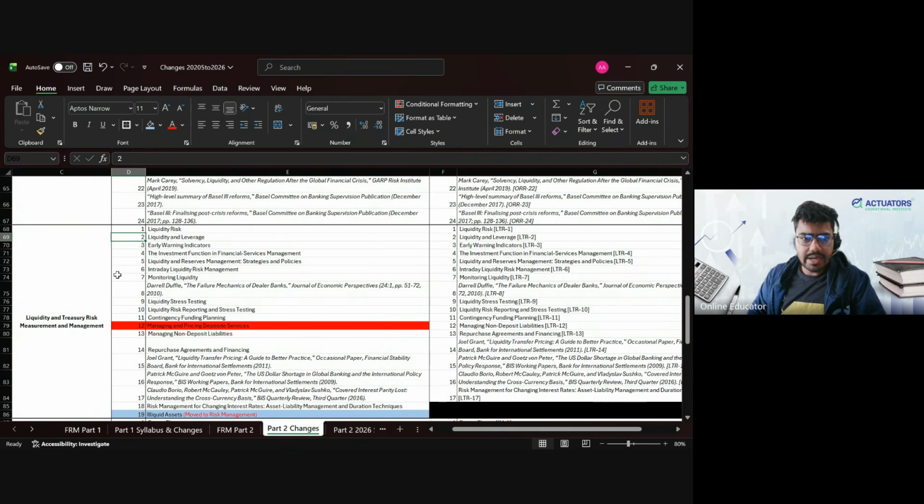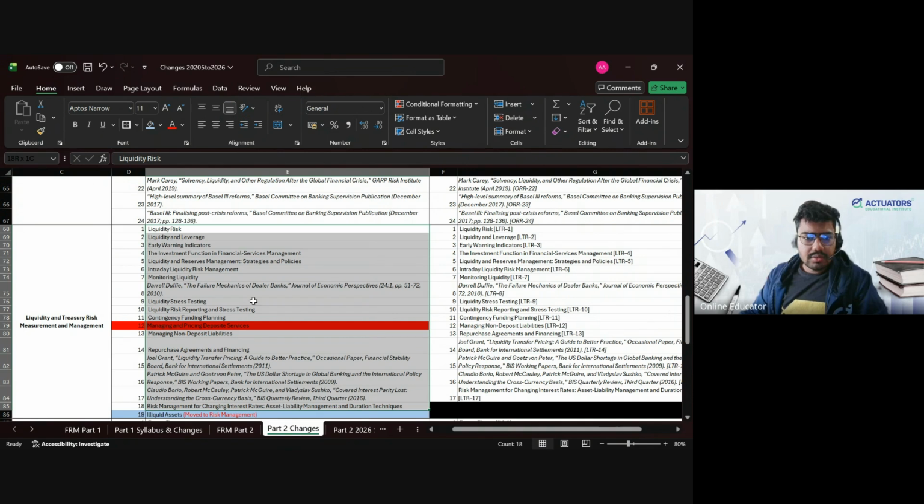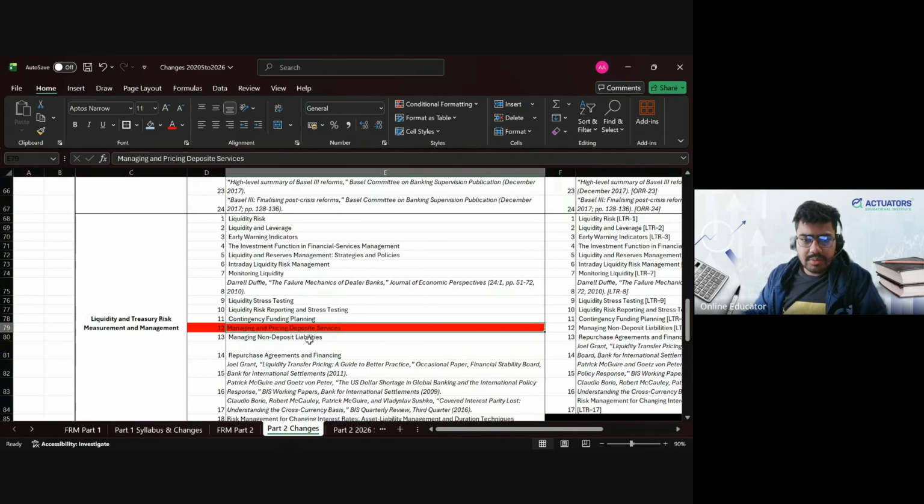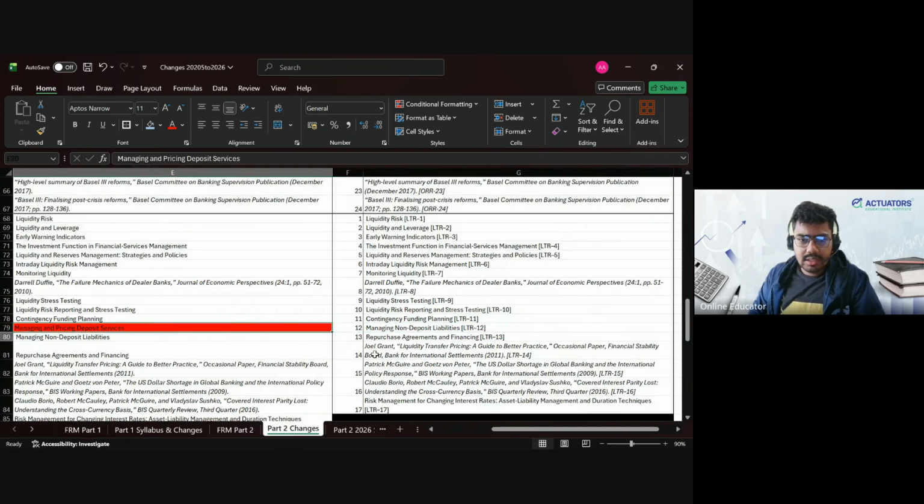So earlier we had 19 readings, as I mentioned. From these 19 readings, reading number 12, which is managing and pricing deposit services, was removed. And this was removed totally. It is not there anymore in 2026.